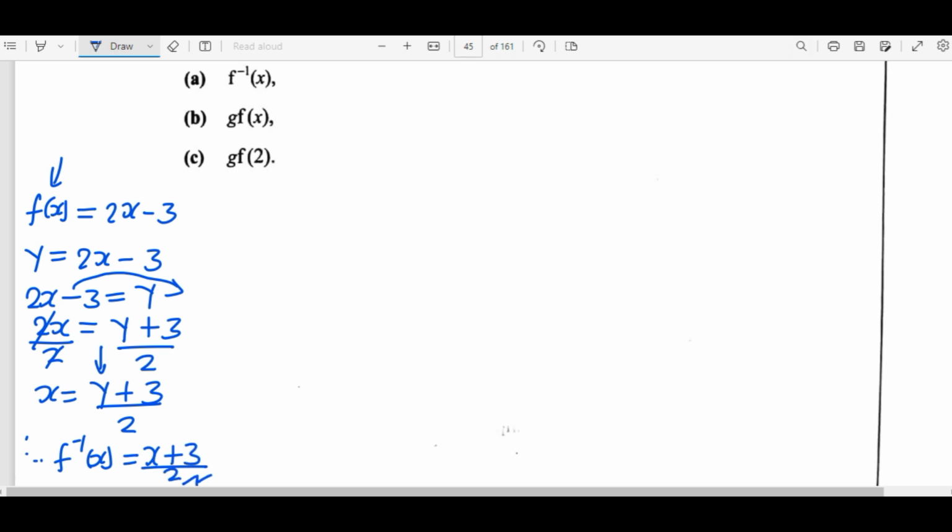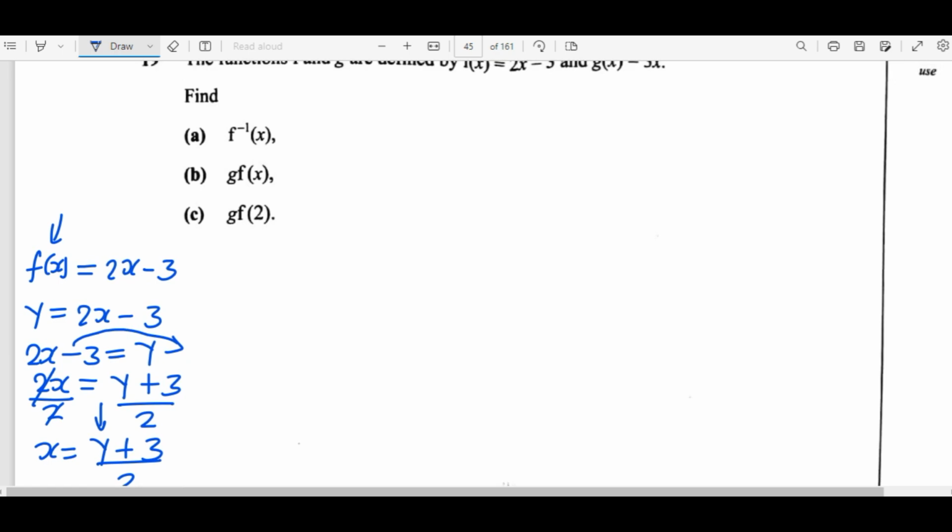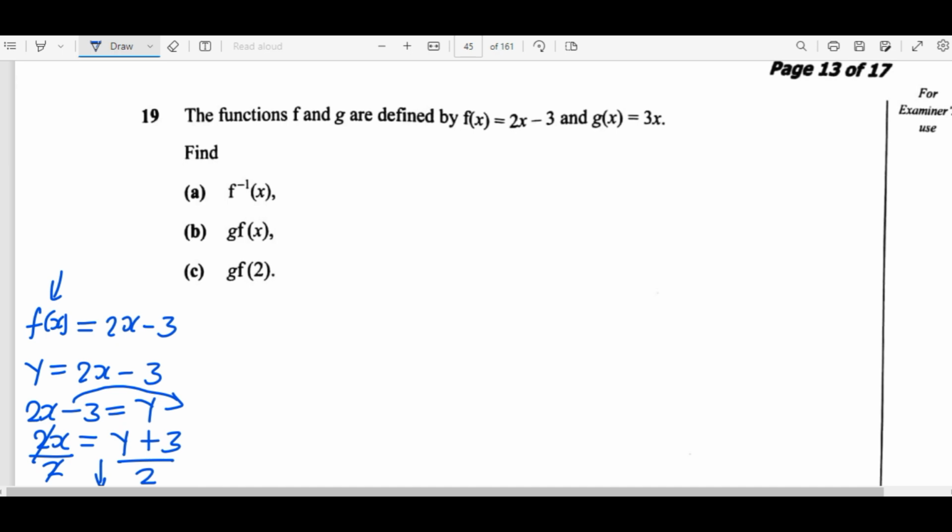So that's our answer. Then for B, we want g of f of x. Here we want the composite function, so we are supposed to combine the two functions, making it one.